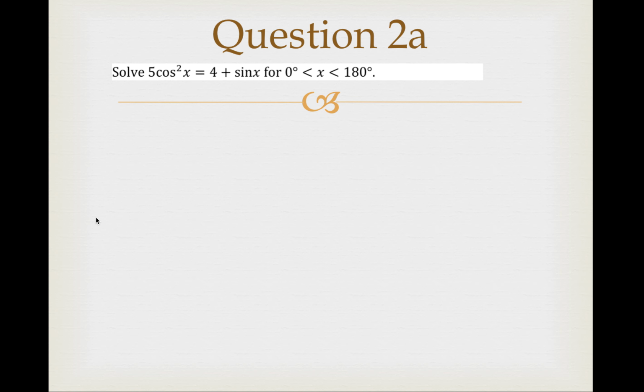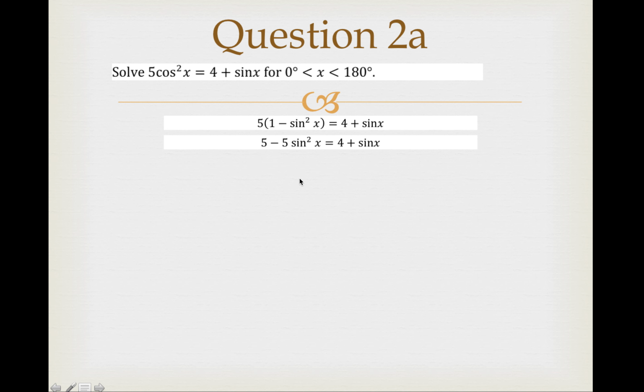So we know that cosine squared x is an identity that is equal to 1 minus sine squared x. So we can use that. This is how it's going to look like. 5 times 1 minus sine squared x is equal to 4 plus sine x. Distribute 5 inside. So 5 minus 5 sine squared x is equal to 4 plus sine x.